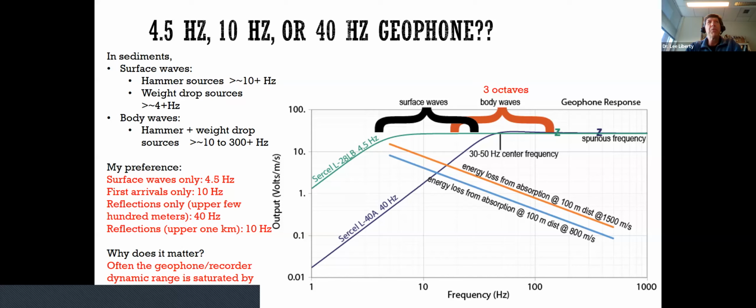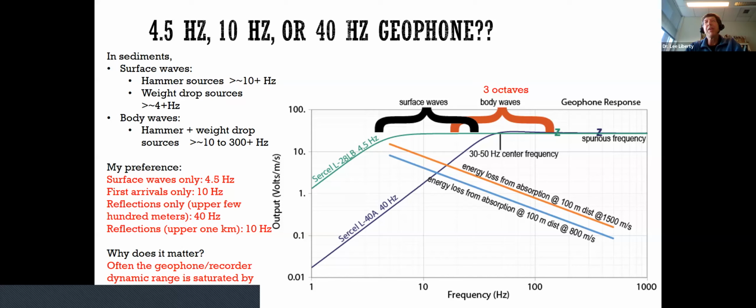The challenge is when you want to work with reflection data. When I'm looking in the upper few hundred meters, I would prefer a 40 hertz phone, simply because I want to do everything I can to knock down the surface wave energy and emphasize the body wave energy. Why? Because often the dynamic range is saturated by the surface waves, and in many situations you don't see good body wave energy beneath the surface wave window. You can try FK filters and other spatial filters to remove the surface waves, but I've often found that there's just no body wave energy that lies beneath there, especially in the dry Mountain West where I live.